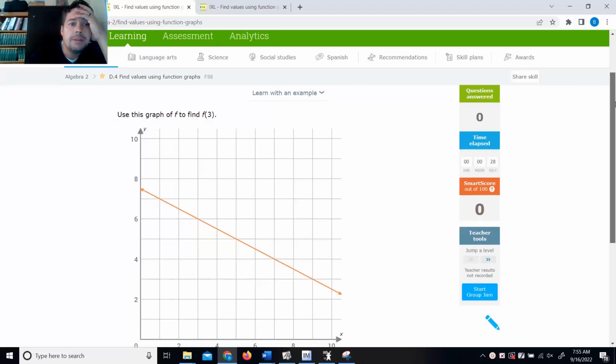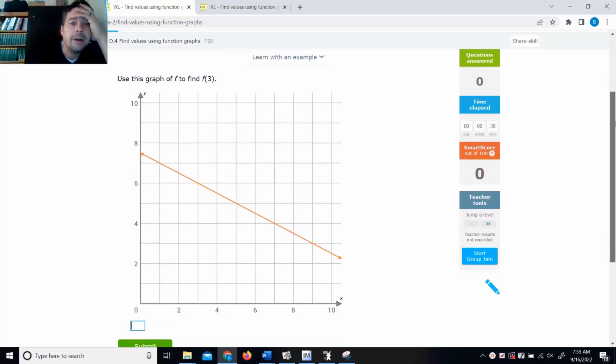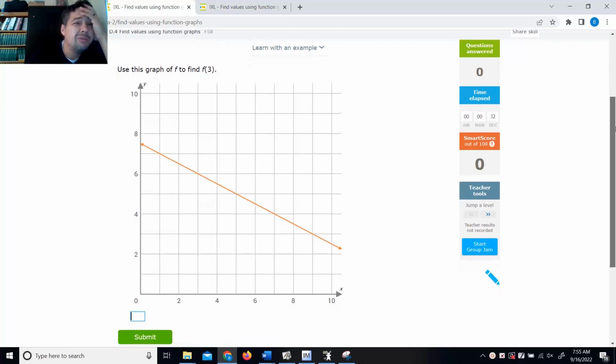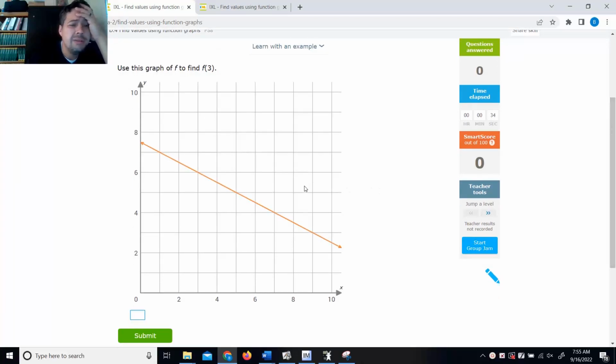This one ought to be pretty easy. This is IXL D4 using a graph. 3 out of 4 of you know how to do this, but there's still that 25% of you that don't. It says use this graph to find f of 3. What that means is you find the y value when x is 3. That's all it means you do.